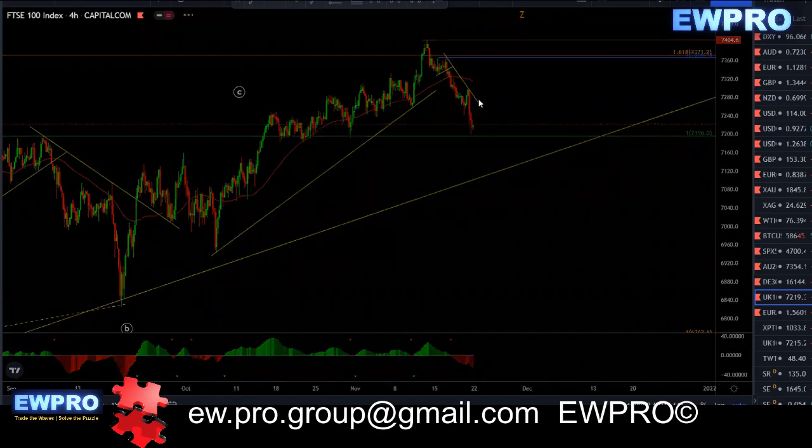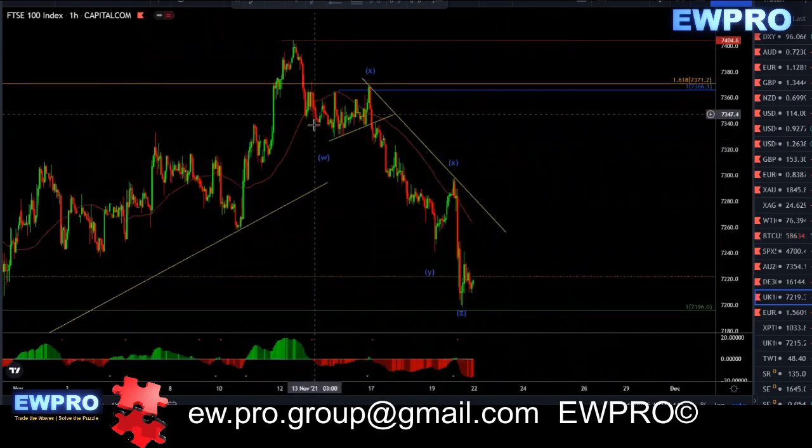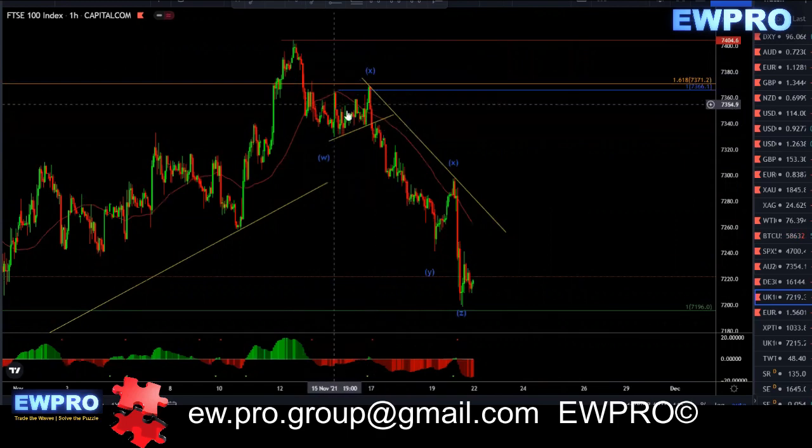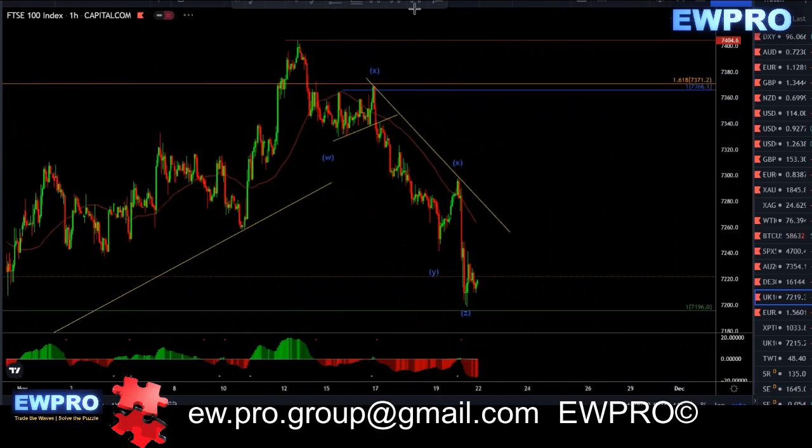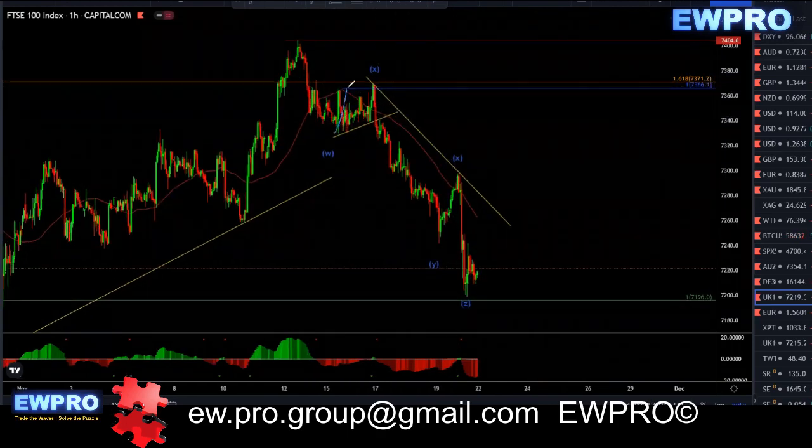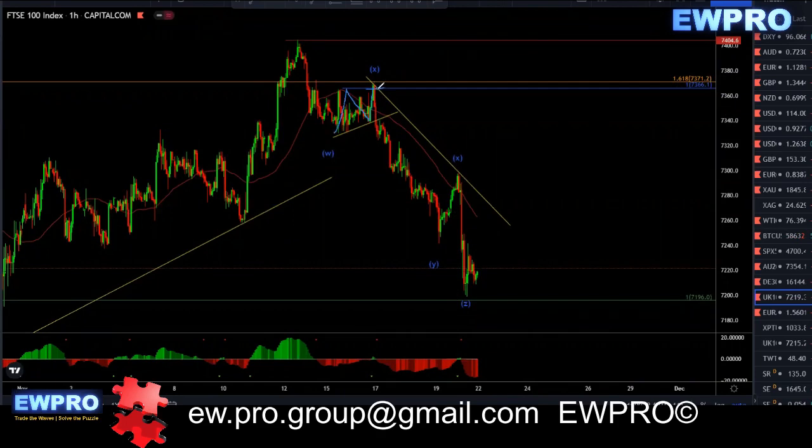On the H1, this gave a really nice setup in here. And this is where I put that idea out on TradingView. I was looking at an A, B, C in here. It bounced off that 100 fib. I'm in this trade just under this 100 fib here. But now we got a WXY, X2.